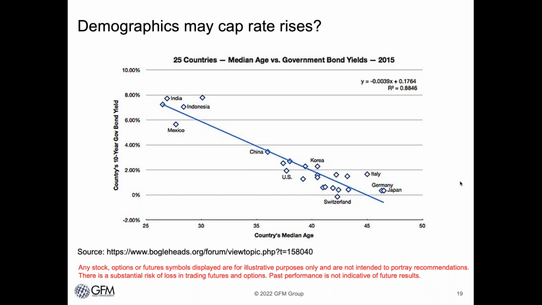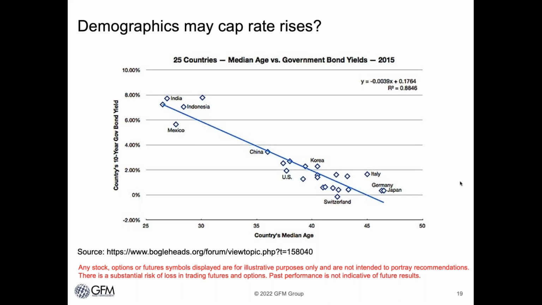These are countries with very, very old populations and very, very low interest rates. On the other extreme, on the upper left-hand side of the chart, you see India, Indonesia, Mexico. These are countries with high interest rates, but also very young populations. More than half of Indonesians are under the age of 30, for example. More than half of Indians are under the age of 30. That is not unrelated to their higher rates of interest.